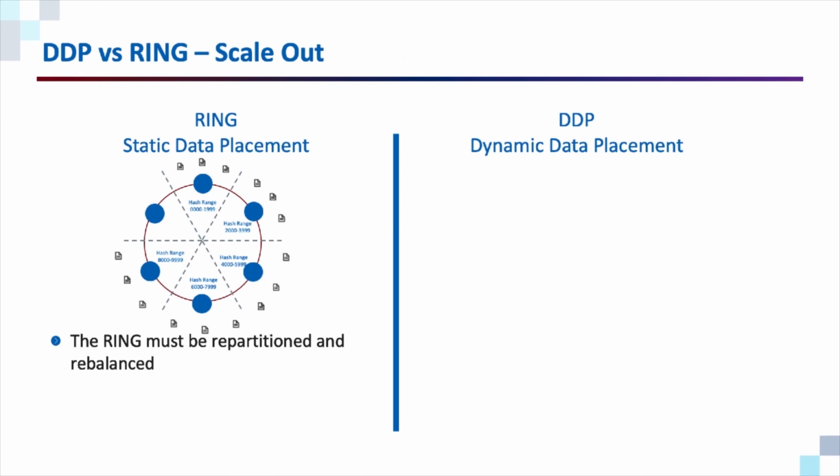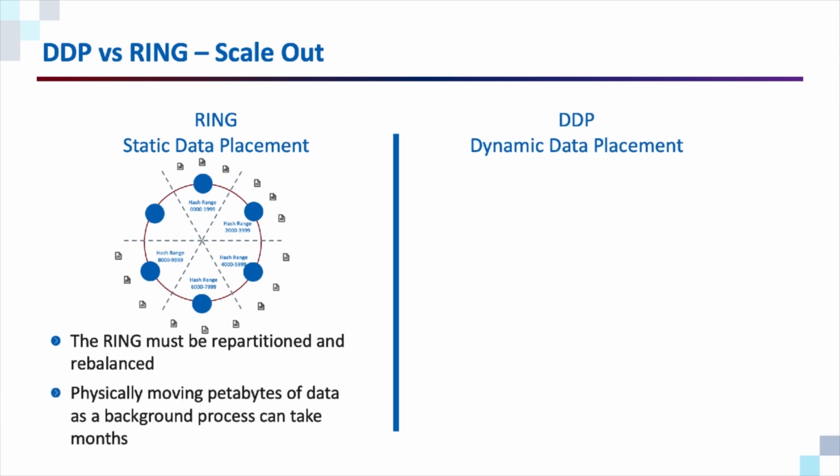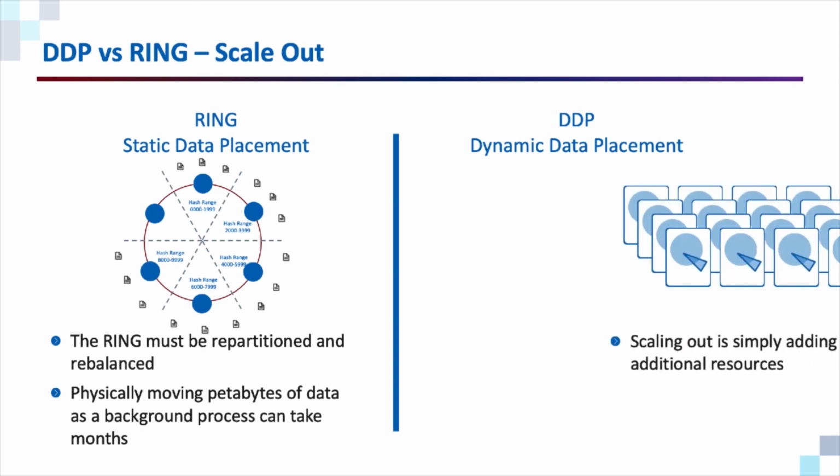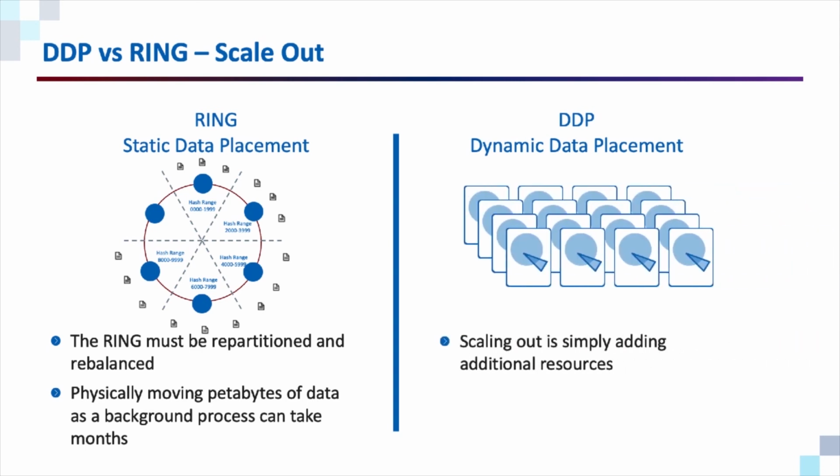With scale out, Ring must be repartitioned and rebalanced. And the physical movement of petabytes of data as a background process can take months. With DDP, scaling out is simply adding additional resources, and it has no impact on existing data.